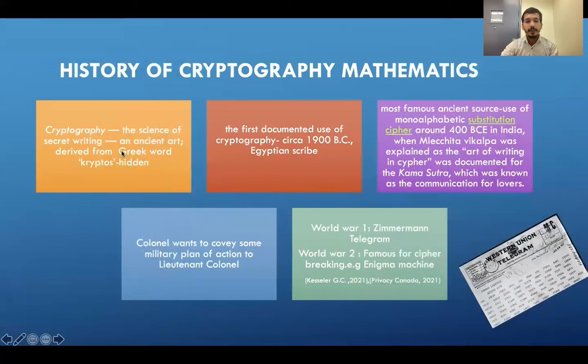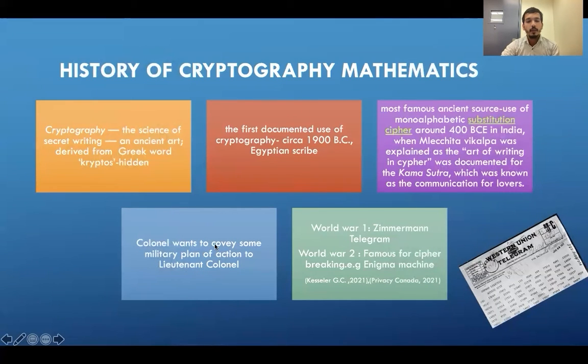Cryptography is derived from the Greek word cryptos, hidden. Many theories were proposed. First was the documented use of cryptography circa 1900 BC. There was the Indian theory of monoalphabetic substitution cipher, which was discovered in 400 BC in India. The art of writing in cipher is documented in the Kama Sutra, in which lovers communicate with each other.